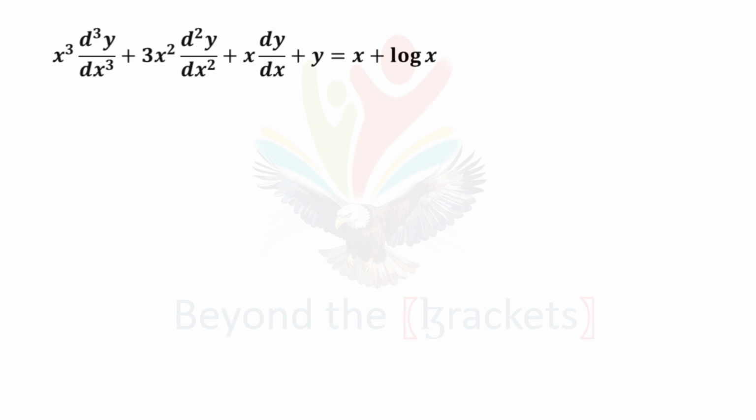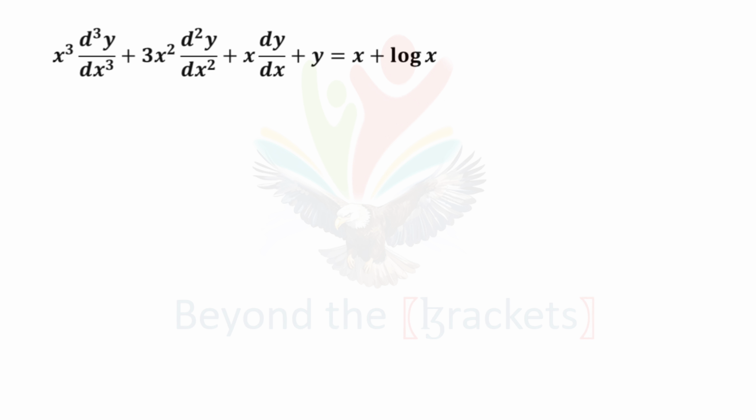Let's first identify the equation. If you observe, the coefficient of the third order derivative is x cube, the second order derivative is x square, and the first order derivative is x. So the power of x matches the order of the derivative. So this is a Cauchy Euler equation.